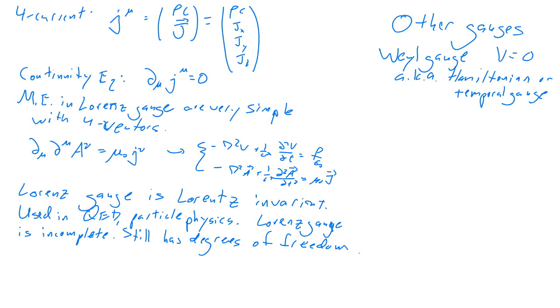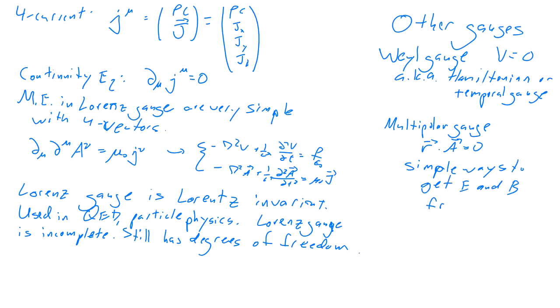There's a multipolar gauge, which is a crazy one, where r dot A is equal to zero. Anyways, the advantage there is it produces simple ways to get A and V from E and B. We're set up to get the fields from the potentials, but the multipolar gauge makes it easier to get the potentials from the fields.